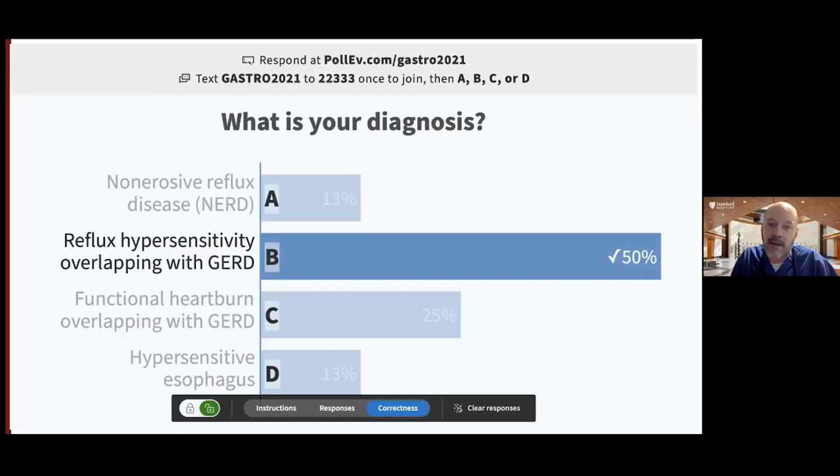C would be the case if there was symptoms, but no correlation. So we do see those patients with C, but the main difference here is that if that was the right answer, then the symptom correlations which were mentioned would have been negative. And in terms of the hypersensitive esophagus, they do have that, but given the baseline erosive disease, they also have GERD as well on top of the hypersensitivity.